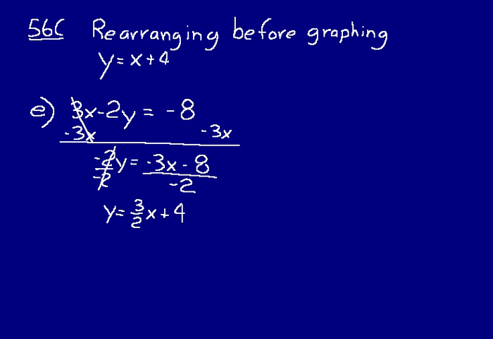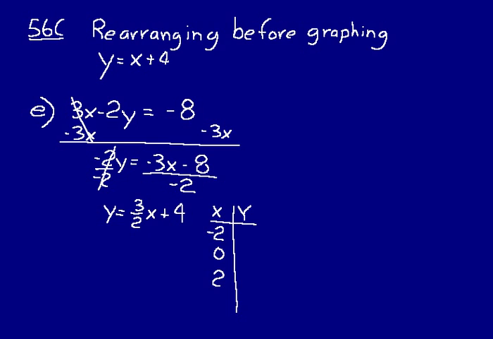Now we're ready to go ahead and figure out our xy points. So let's go ahead and do that. Make an xy table. And xy points, that's not really a good description. Xy pairs, or ordered pairs. Choose some convenient values for x. I'm going to use -2, 0, and positive 2.